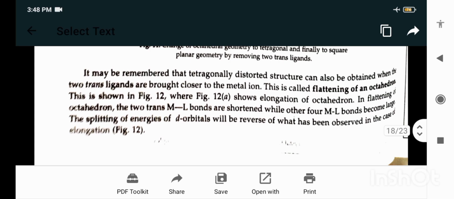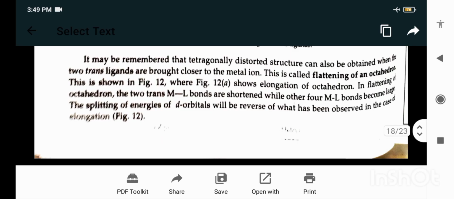It may be remembered that the tetragonally distorted structure can also be obtained when the two trans ligands are brought closer to the metal ion. This is called flattening of an octahedron, as opposed to the elongation of the octahedron. In flattening of an octahedron, the two trans metal-ligand bonds are shortened, while the other four metal-ligand bonds become longer. The splitting of energies of the d orbitals will be the reverse of what has been observed in the case of elongation.